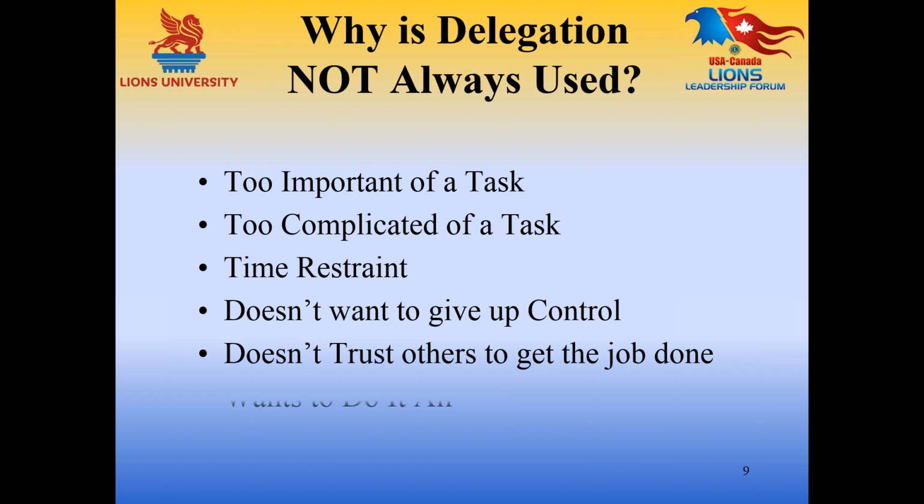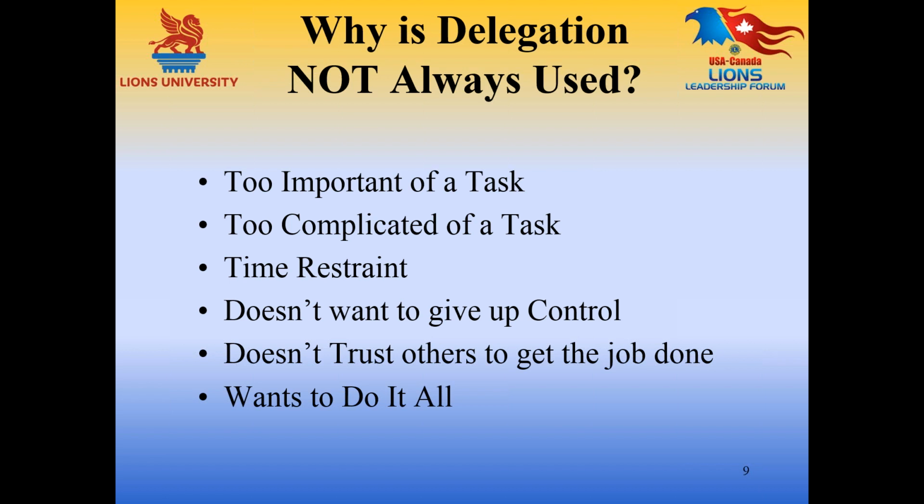Another reason, which falls right into this next example: the district governor simply doesn't trust others to get the job done. Many times you see that happen where it's not an important task, it's not complicated, but they just don't trust anyone else to get it done. So that's another reason why they don't delegate.